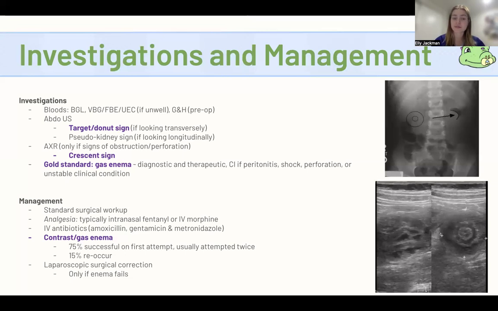Other than that, for the management of intussusception, it's your standard surgical workup. Analgesia is important because they will have these episodes of pain. And the typical analgesia that's given is intranasal fentanyl or IV morphine. And then again, IV antibiotics as well.